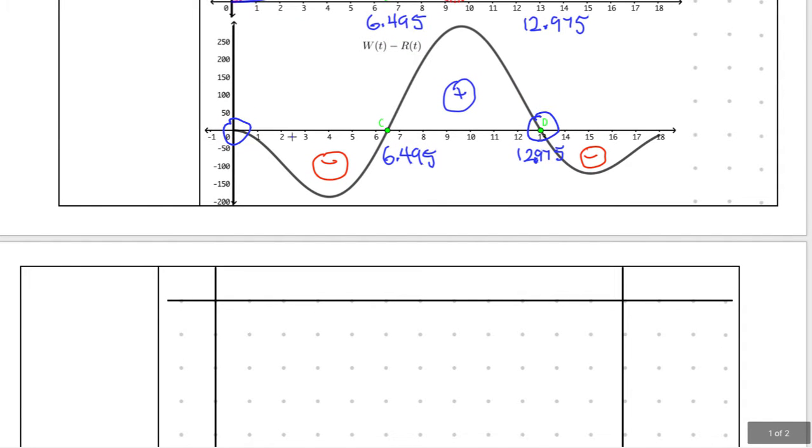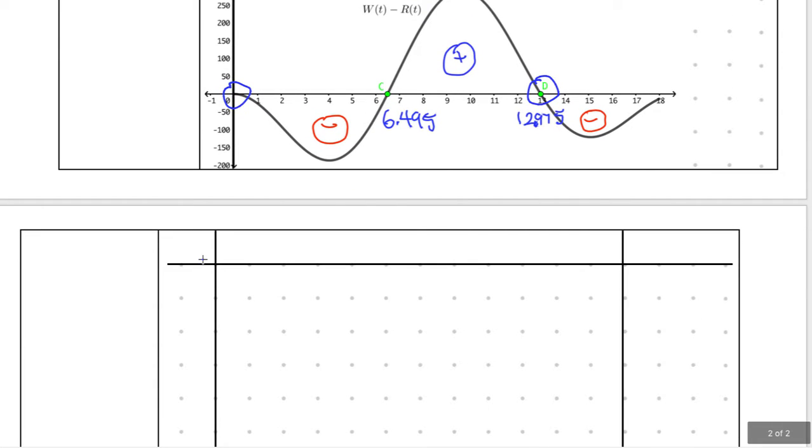Again, if you are ever confused about the logic of this, always check all CVs, always check all start and end points, and you will get it correct. But you can save time by trying to be smart about it. So my T, I'm going to check 0 and 12.975.